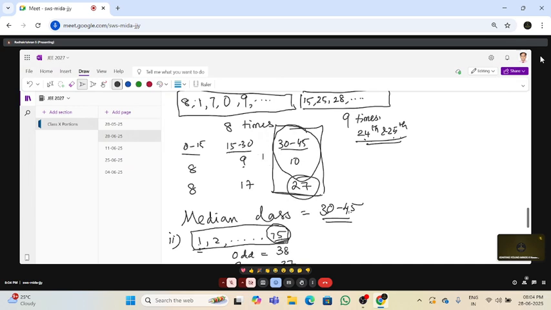Out of that 15, we want the 24th and 25th value, the middle value, let us say the 24th. There are 48 numbers, right? So for the middle we need the 24th. But out of 24, the 17 are in the previous class. So within this class, there are totally 10 numbers that are coming.